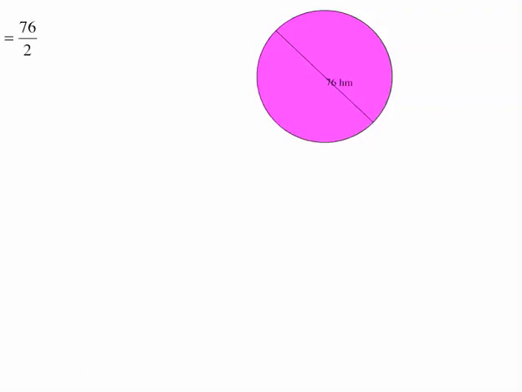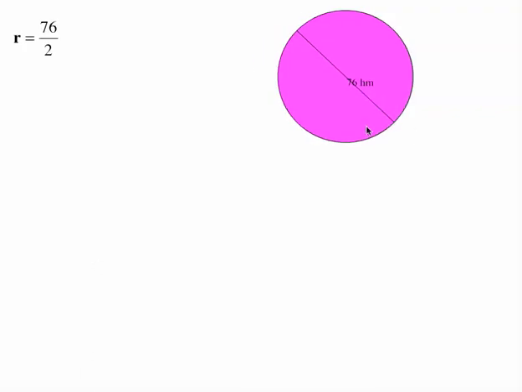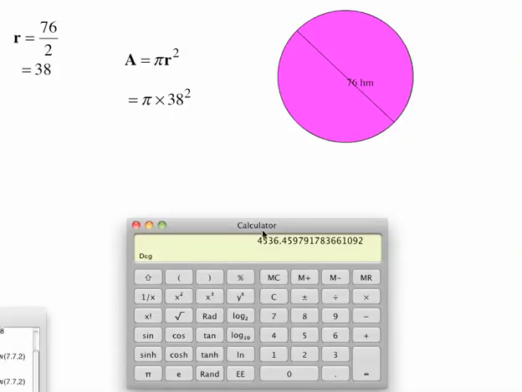So we have the diameter is 76 hectometers, so the radius is going to be half that, right? So it's going to be 38. So the radius is 38 hectometers. The area is pi r squared. Remember, there has to be 3 steps. Formula, replacement, so we're replacing the radius with 38. So pi times 38 squared, and then it's calculator work, right?